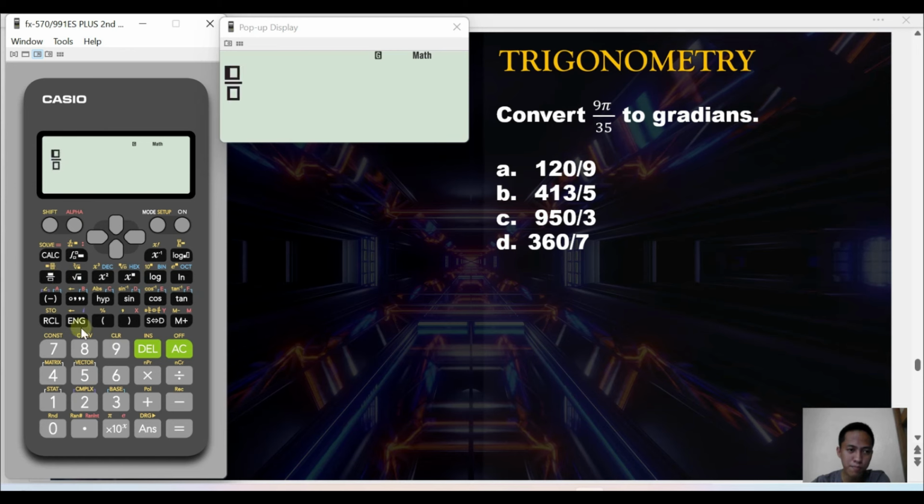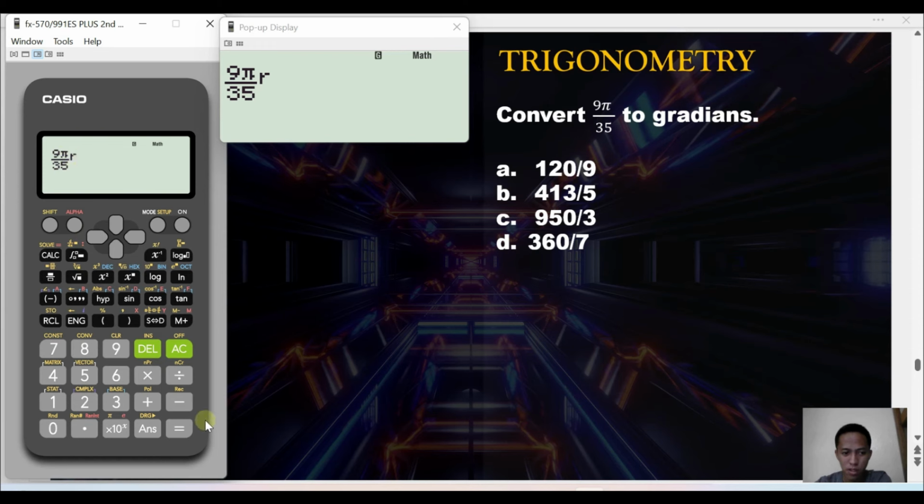Okay, so i-input natin ito guys. So 9 pi over 35. Okay, labas natin. Then, dapat ma-detect ng calculator kung ano ba yung kino-convert natin. So, press natin yung shift. Okay, answer. That is for degree, radian, and gradients. Okay, ano yung kino-convert natin? That is radian to gradian. So, 9 pi over 35 is a radian unit. So, that is 2.